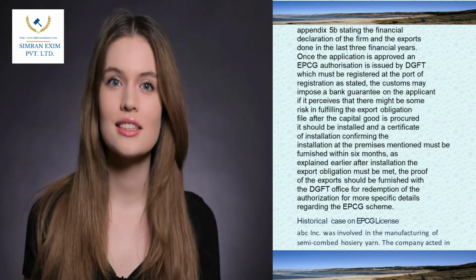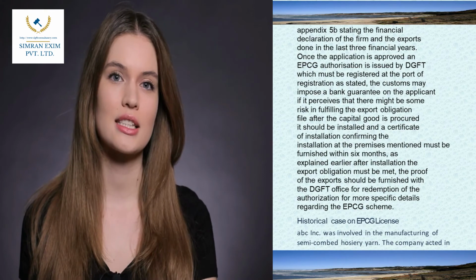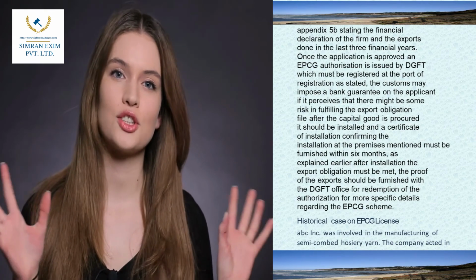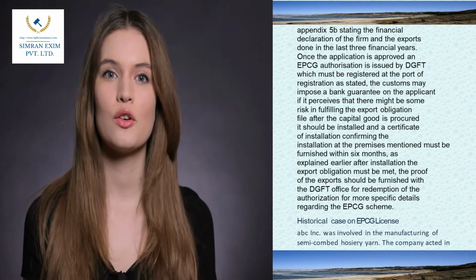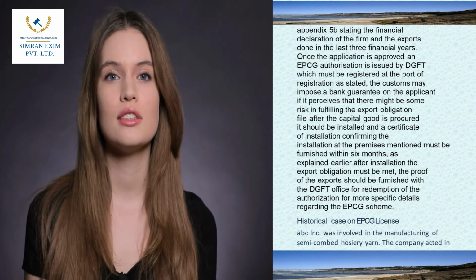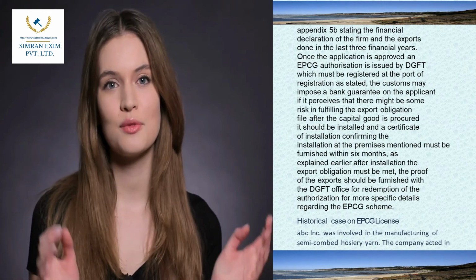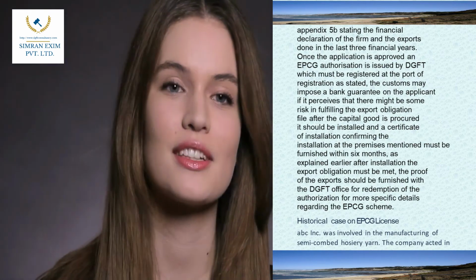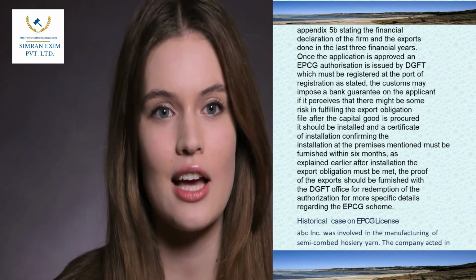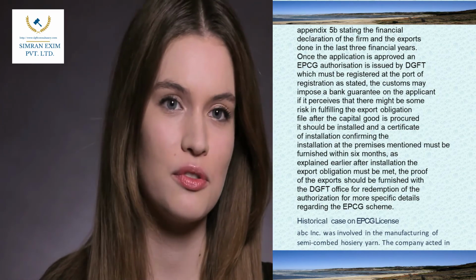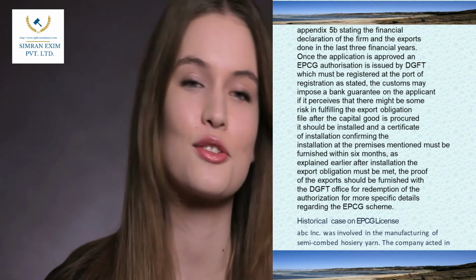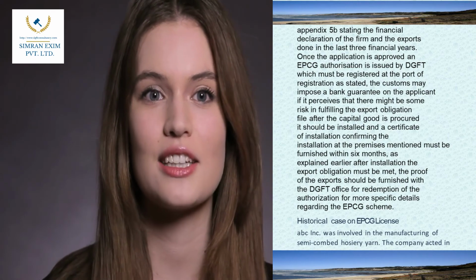After the capital good is procured, it should be installed, and a certificate of installation confirming the installation at the premises mentioned must be furnished within 6 months. As explained earlier, after installation the export obligation must be met. The proof of the exports should be furnished to the DGFT office for redemption of the authorization. For more specific details regarding the EPCG scheme, here is a historical case on an EPCG license.